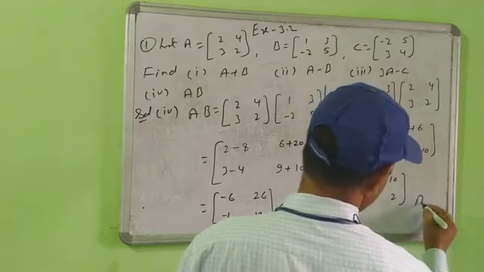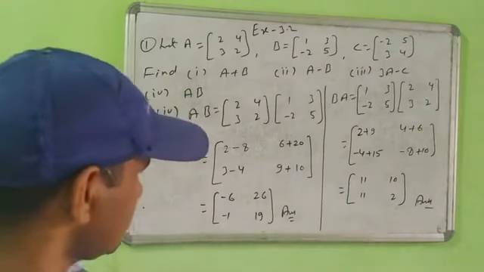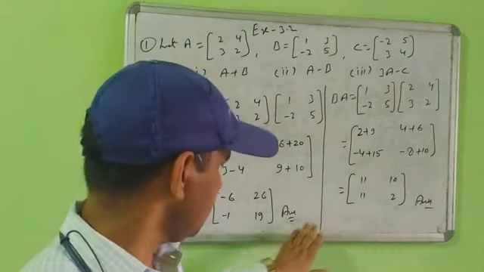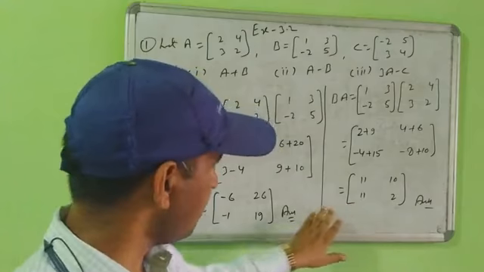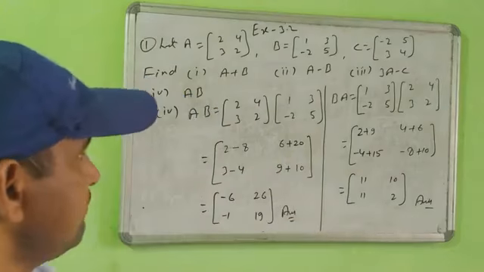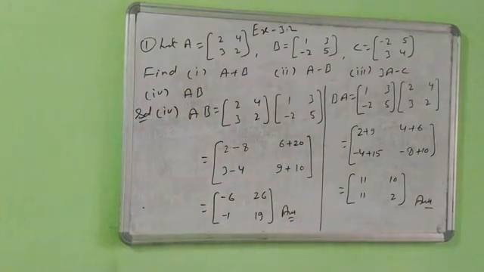So now this is the answer of the product of BA. Now you check this: product of AB, product of BA. So both the answers are different. Every question has a different answer. This is a property of the product of two matrices. Yes. Now the next question.